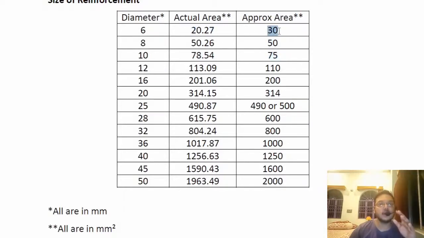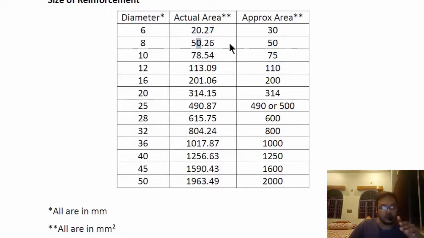Though they are not very close to the actual values, this can give you an idea so as to memorize the areas of these dia bars quickly. Or you can even take this 6 mm dia bar as 20 or 25 if you are not satisfied with this 30, as the actual area is 20.27.